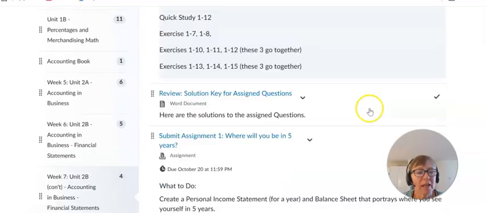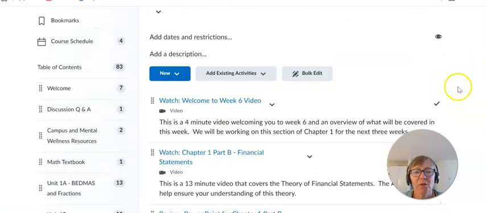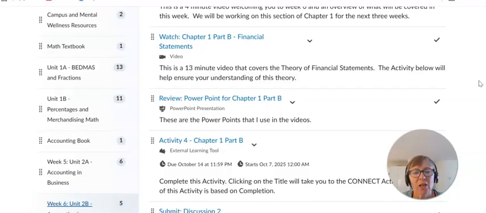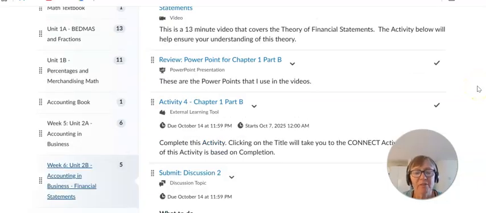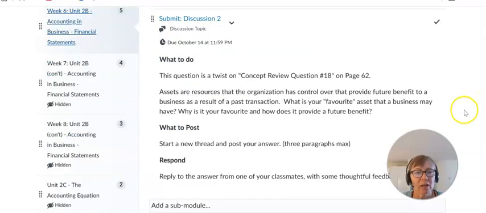So last week, if you remember, we started by going over the financial statement PowerPoints to introduce you to them. Then you did the SmartBook activity to again get you used to the terminology as well as understanding the layout of financial statements. And then you did a discussion.